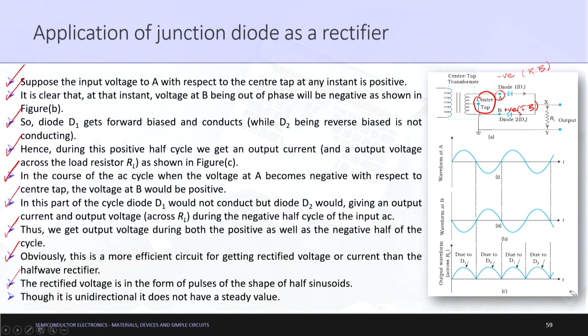Though it is unidirectional, it does not have a steady value. Even though it is always in the positive direction only, the value keeps on varying. So, it is not a steady value.